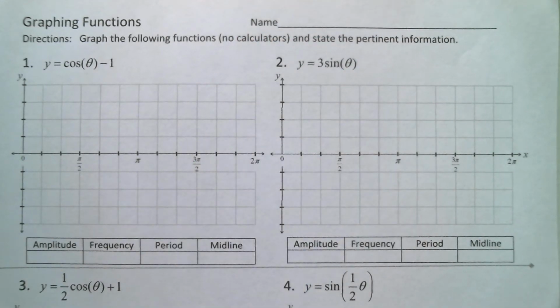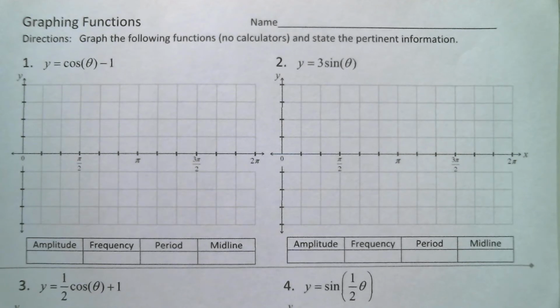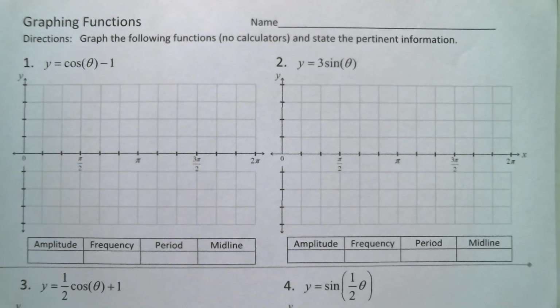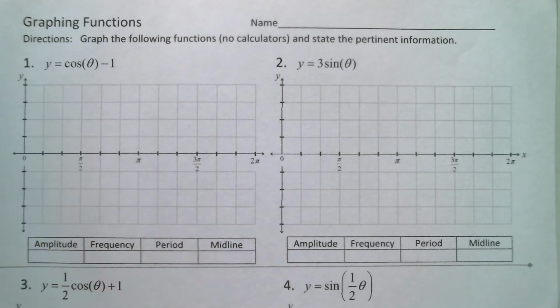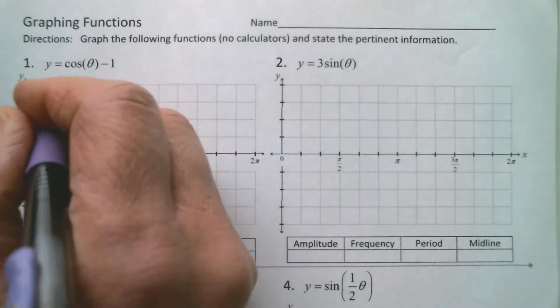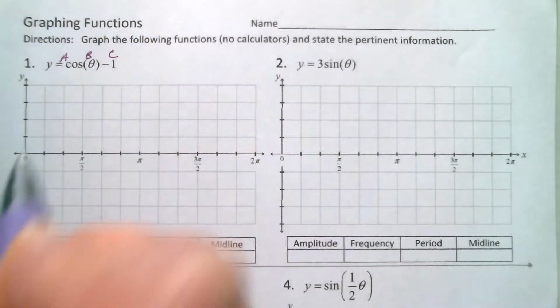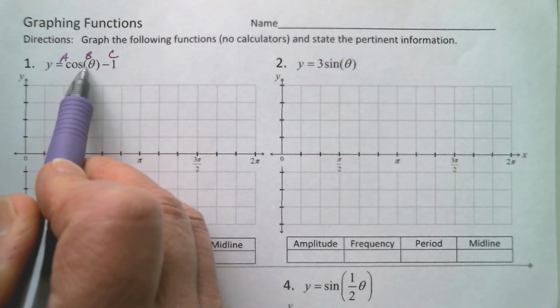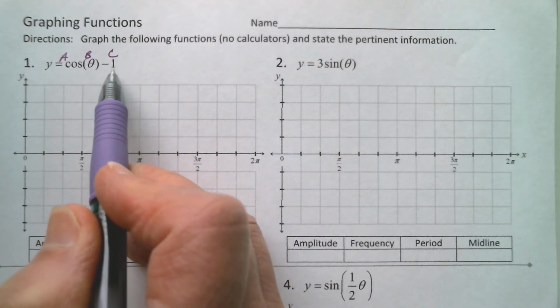So our first worksheet, graphing functions. It says graph the following functions without using a calculator and state the pertinent information. So number one, y equals cosine theta minus 1. First thing we want to do is note our a, b, and c values. So a is 1, b is 1, it's the coefficient of theta, and c is negative 1.